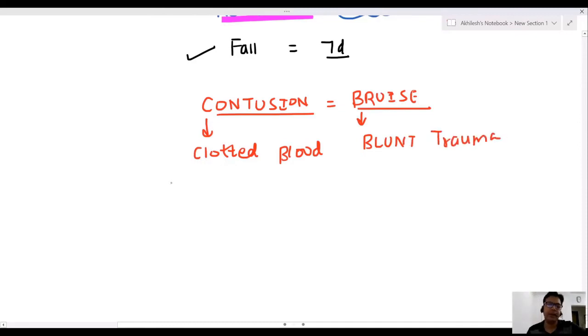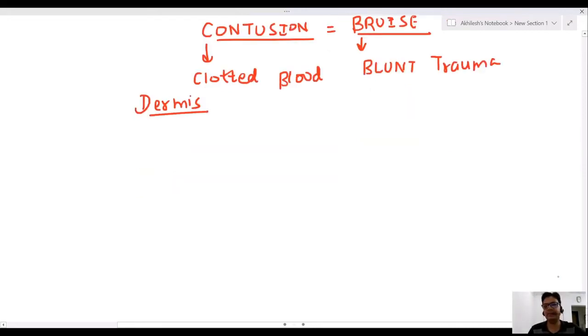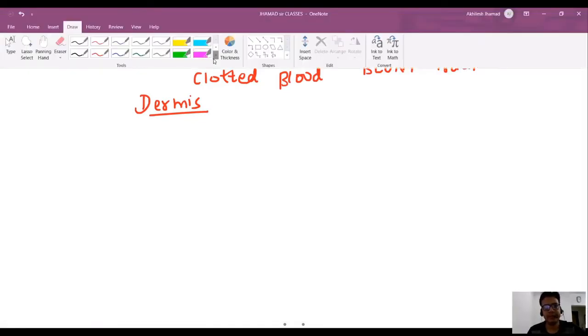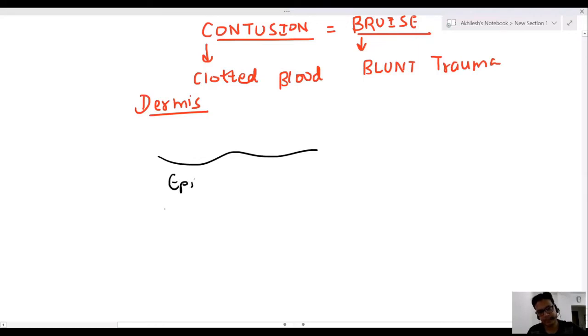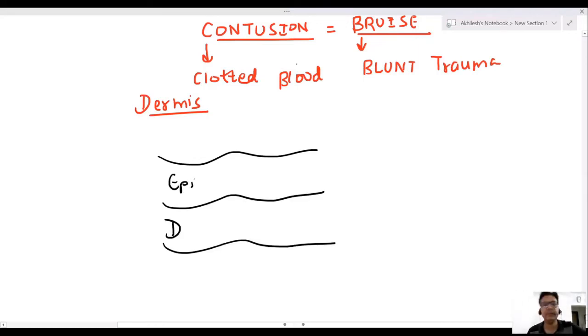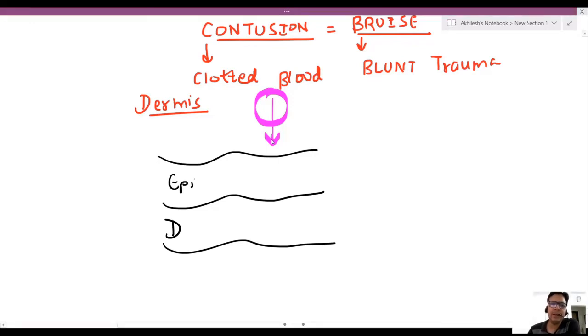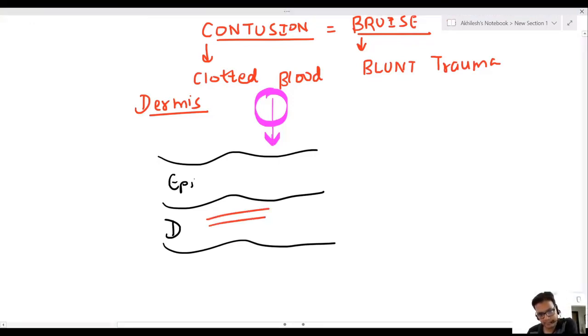What happens, sir? It is an injury of dermis. See, this is your skin, epidermis. This is dermis. And if you have blunt trauma, what will happen? Dermal blood vessels are ruptured. What will happen? The blood will come out. Yes, this is a clotted blood.